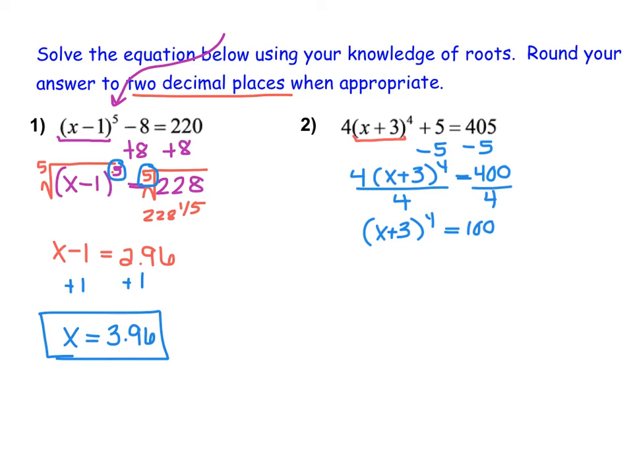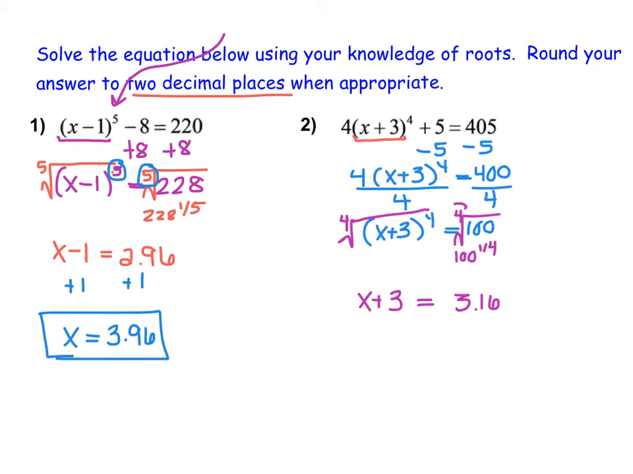Now if this had a squared, I would be able to evaluate this pretty easily. Unfortunately, this is to the power of 4, and off the top of my head, I don't know anything to the power of 4 that will give me 100. So I'm going to need to take the fourth root here because the fourth root undoes the fourth power. So then I'm left with x plus 3 here on the left-hand side. Well, this really becomes 100 to the power of 1/4. So if I take 100 to the power of 1/4 in parentheses, I end up with 3.16 rounded to 2 decimal places.